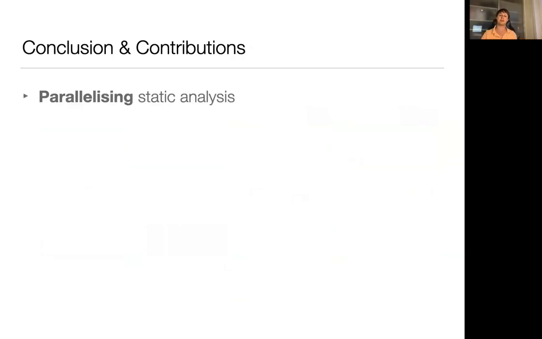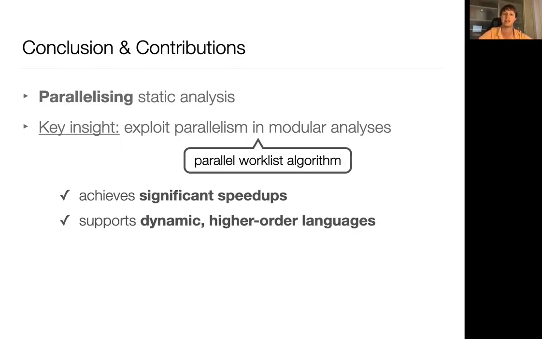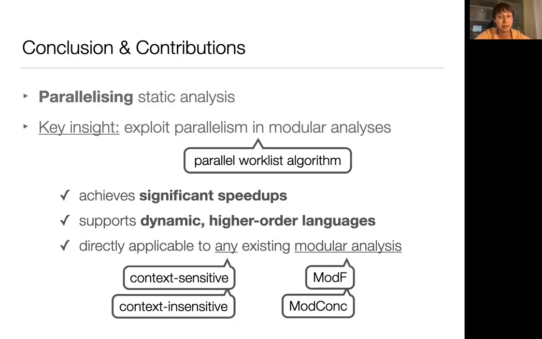So in conclusion, I've talked about parallelizing static analyses. Specifically, we propose the parallelization of modular analyses as a novel approach to parallel static analysis. For this purpose, we designed a parallel worklist algorithm to render any modular analysis parallel. Our approach has the following benefits. One, we have shown that it is able to achieve significant speedups over the sequential implementation. Two, our parallel analyses support dynamic higher-order languages such as Scheme and JavaScript. And finally, it can directly be applied to any existing modular analysis, regardless of its context sensitivity configuration and regardless of how it splits up the program into components.